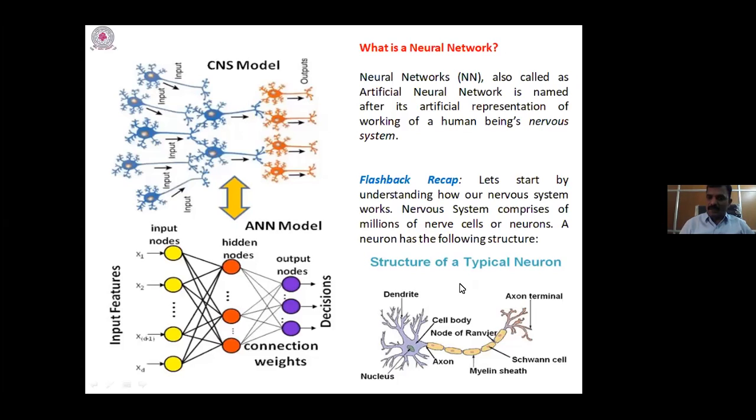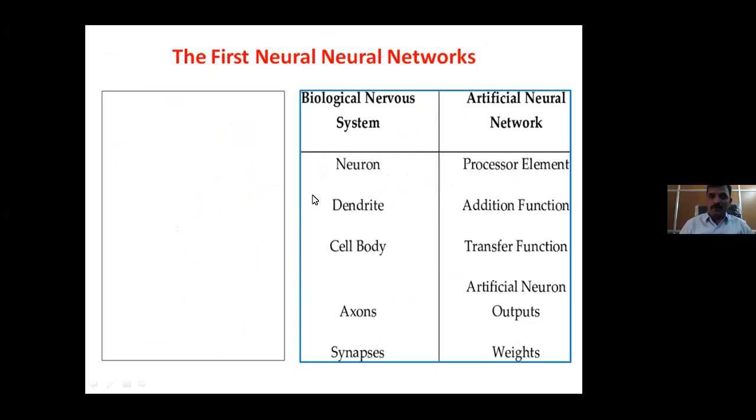So this structure is the typical neuron. Here there may be hundreds of neurons, so that one neuron we are trying to understand. Then this neuron will be compared with our artificial system. That is what I'm going to share with you.